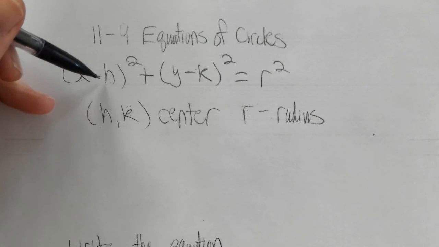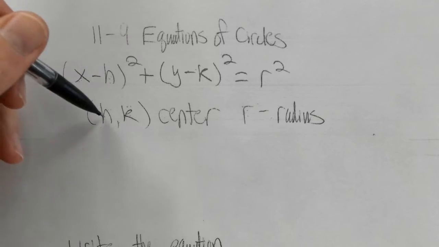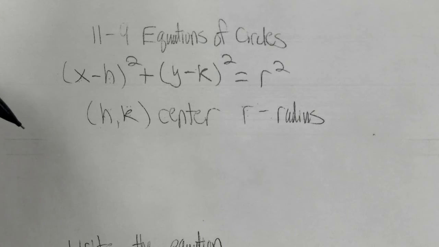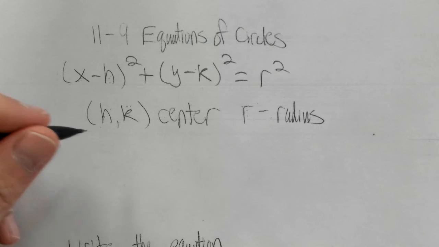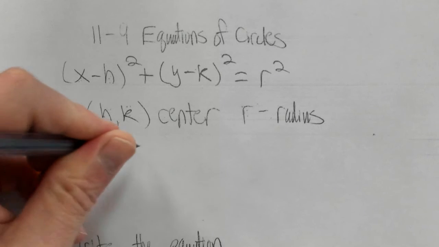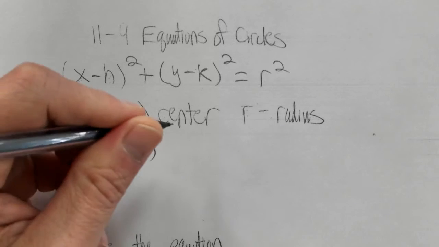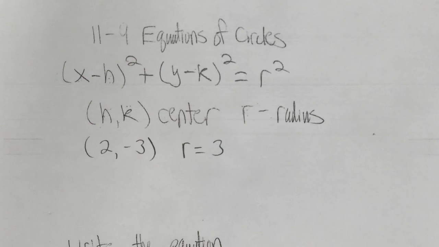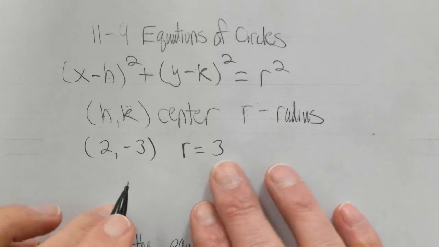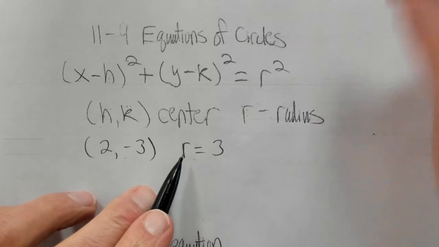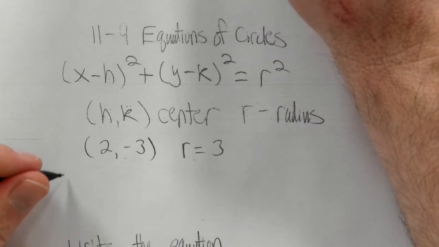All right, and notice because of this minus, these values are going to change sign when they drop into the formula, and you'll see what I'm talking about here in a minute. So let's just say that I wanted to write the equation of the circle whose center is at 2, negative 3, and the radius is equal to 3. All right. Okay, so I have everything that I need to write the equation. All I need is the center and the radius, and I have both of those things. So filling in the formula would look like this.